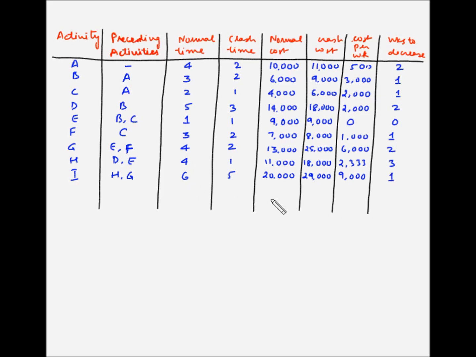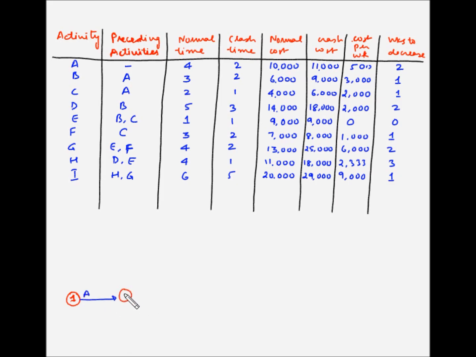Now the first question for us is to draw the network diagram, find the critical path, and the estimated completion time. So let's first draw the network diagram. So let's say this is the starting node number 1. Now activity A does not have any predecessor, so the starting activity is activity A. So let's draw A.